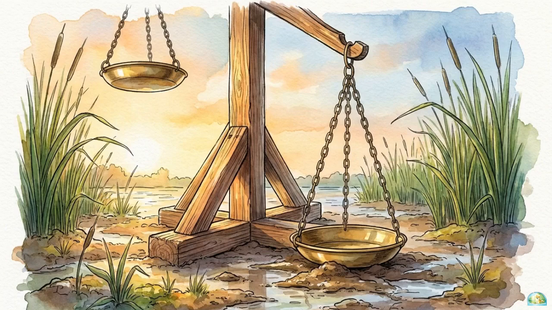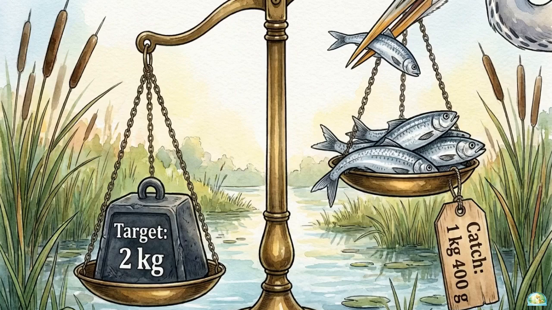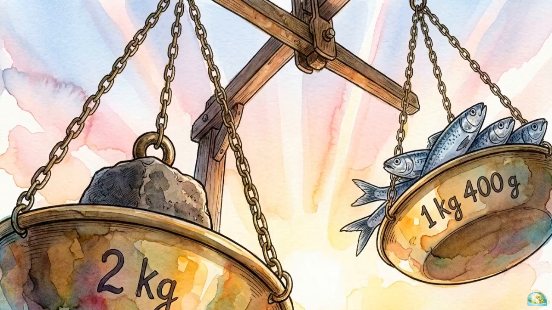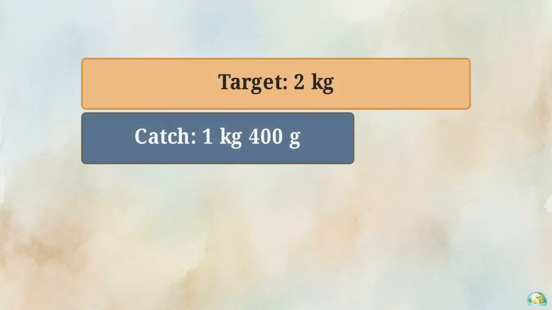The wading survey also tracks the daily catch. On the bank, Wren uses a set of weight pans. Her target quota for the morning is 2 kilograms of fish. So far, she has caught 1 kilogram and 400 grams. To find out exactly how much more she needs, she has to subtract her current catch from the target. But you cannot accurately subtract numbers expressed in mixed or different units.